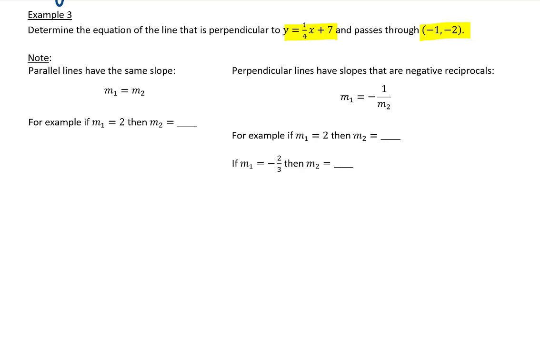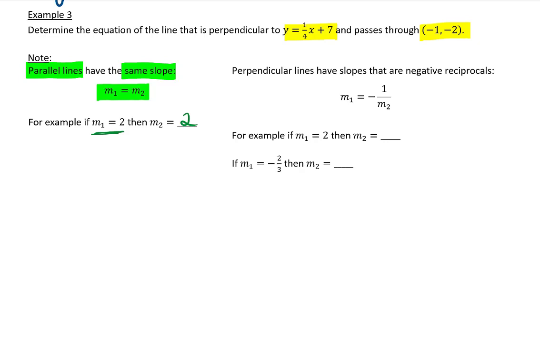So last year you would have learned that parallel lines are going to have the same slope, so that the slope of line 1 is going to equal the slope of line 2. For example, if m1 equals 2, then a line that's parallel would have the same slope, and therefore the slope must be 2.